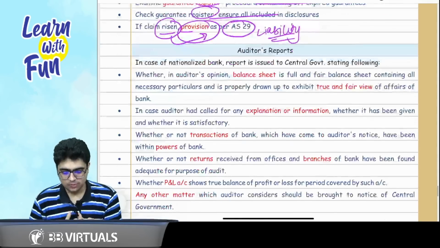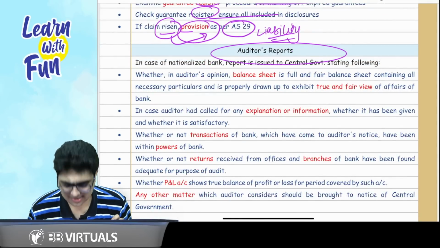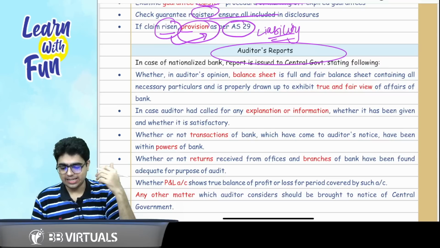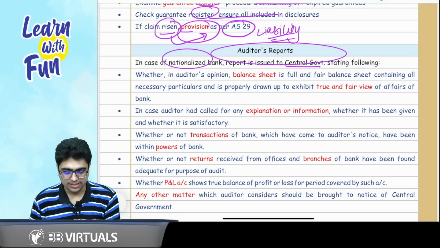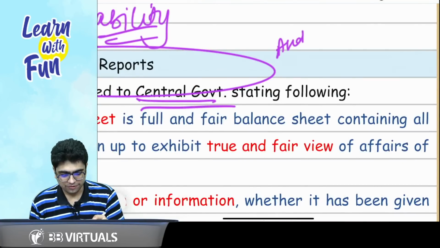Now comes the concept of audit reports, and this is the last concept we are taking up in this revision. Can we do it? Yes, sir. Audit reports, in case of a nationalized bank, are issued to the central government. Now my question to all of you: who appoints the auditor of a nationalized bank?